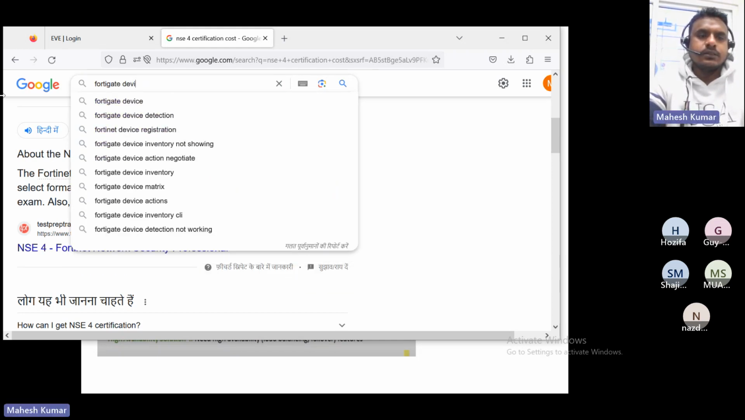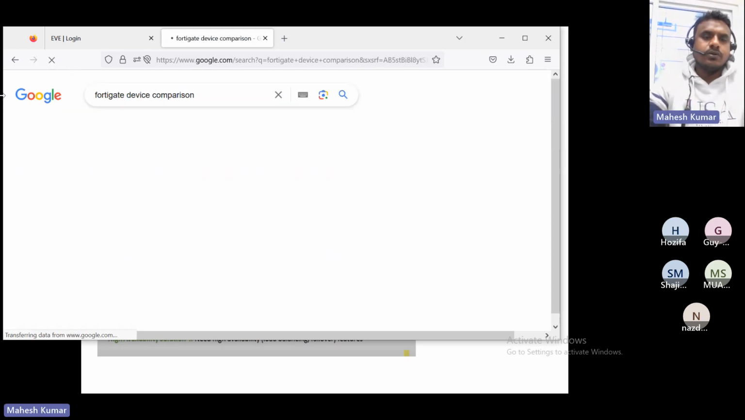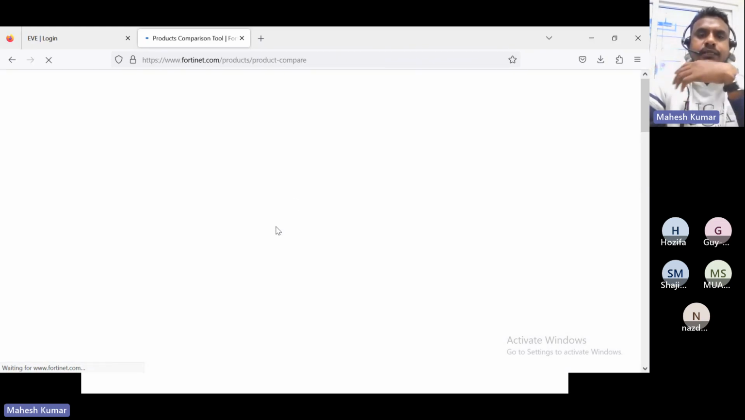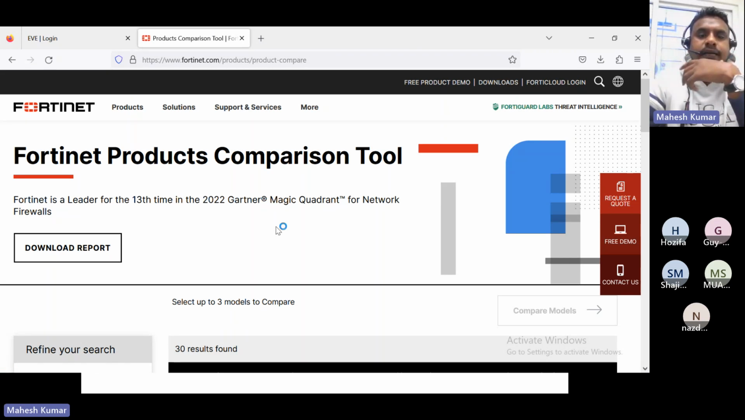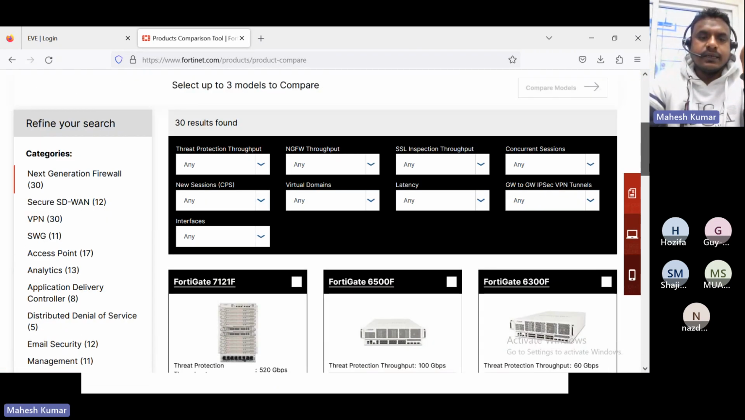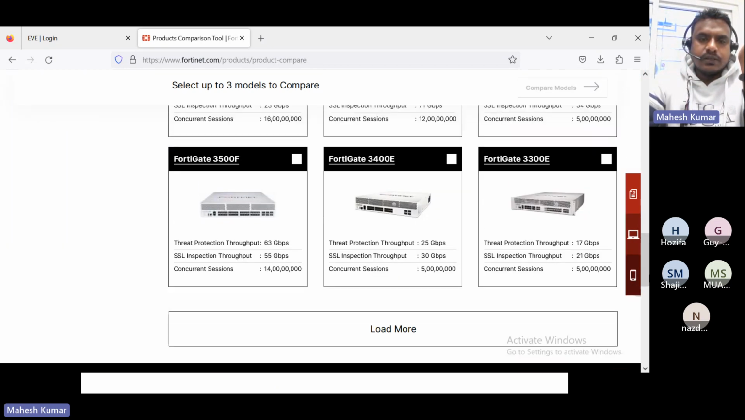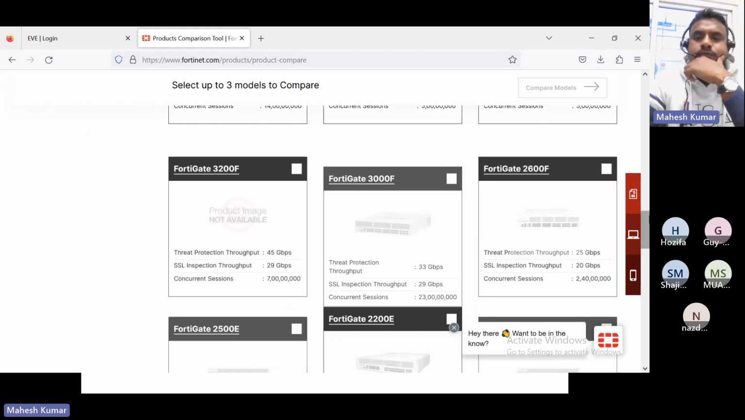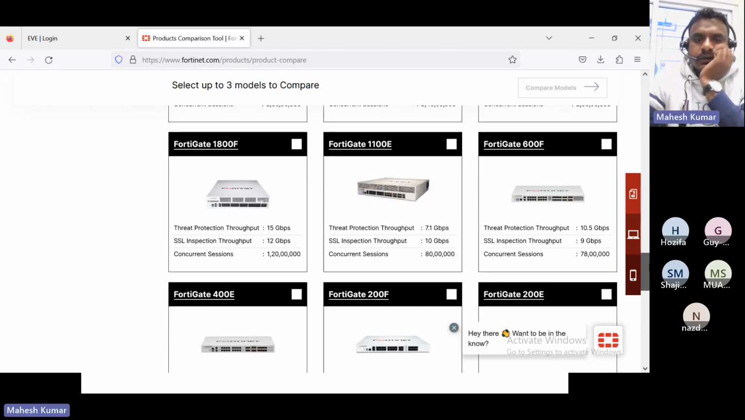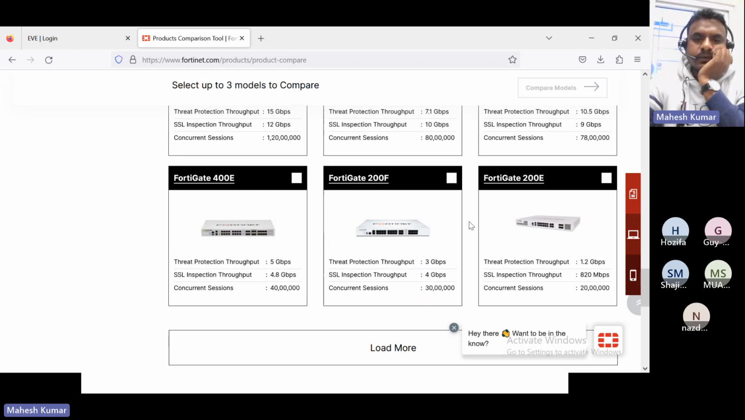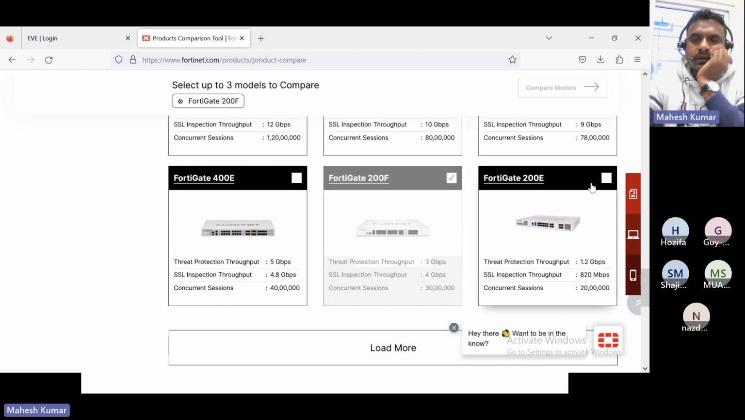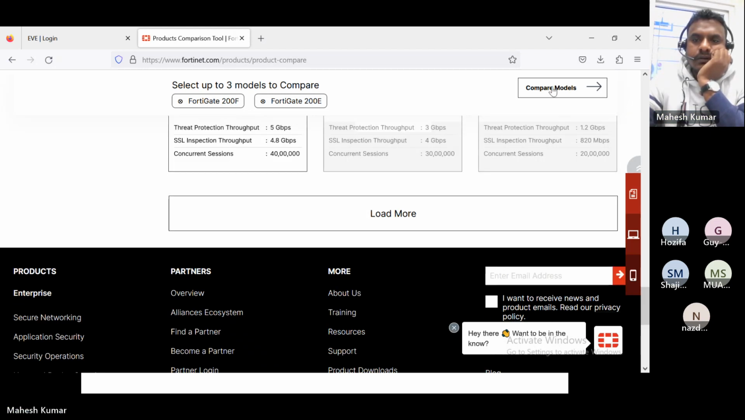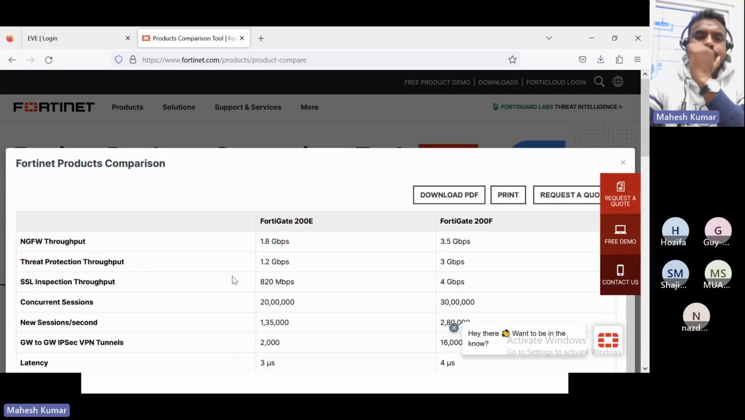FortiGate device comparison tool. So if you go here, every device has its specific capability to provide a service, whether it is VPN, FortiClient, or any other services. Like if you talk about the small one, also compare with the 60. Let me verify. And if you're working like 200, let's suppose 200F and 200E. Okay, so what is the comparison between these two?